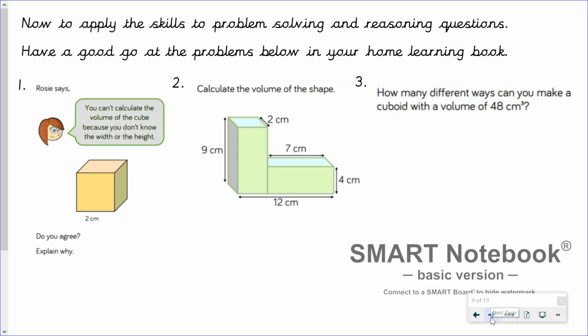Amazing. Right, let us continue. So here is a problem solving reason we were talking about. Now I've got 3 problems here, and honestly, I think you are more than capable of doing this. I'm just going to let you loose on them and have a go.